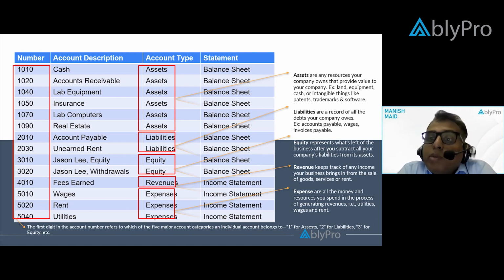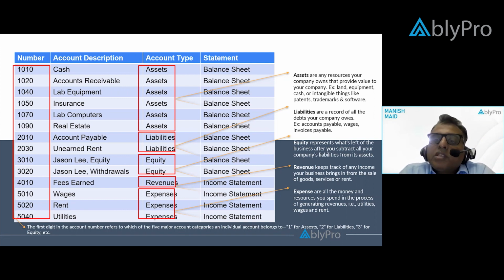Similarly, the second account type is liability. Liability is something which we owe, which we need to pay. They are categorized mainly into two: current liabilities and non-current liabilities. The current liabilities are like accounts payable and your short-term loans; long-term liabilities are your mortgages and your bonds. In fact, employee wages are also a short-term liability, that is, you have to pay the wages every month.